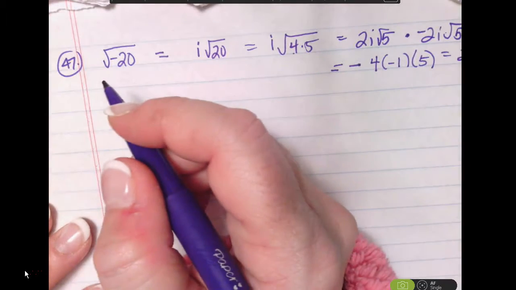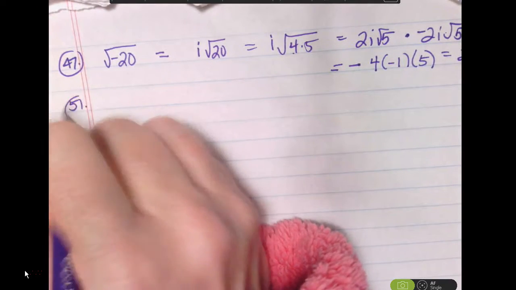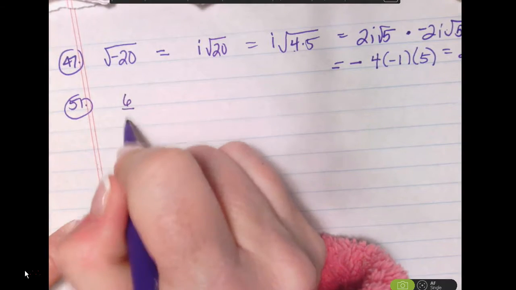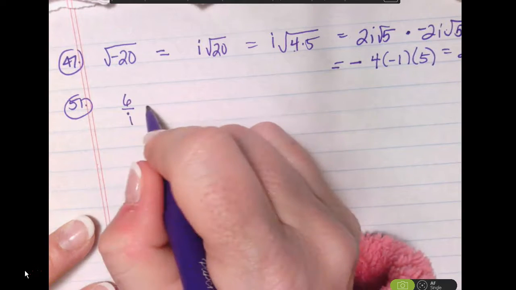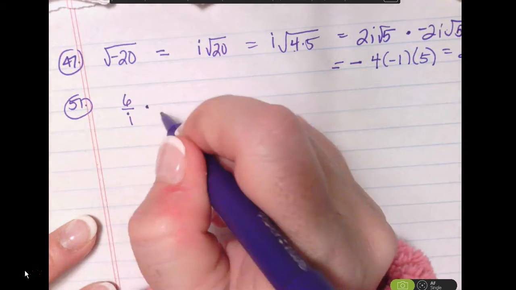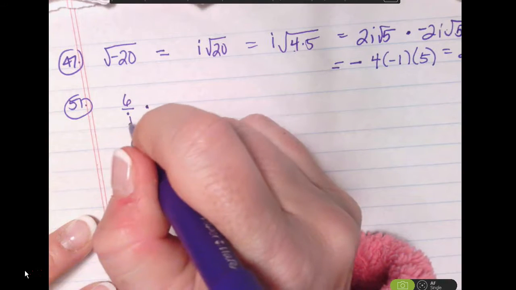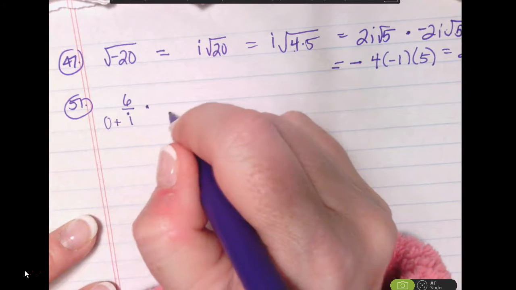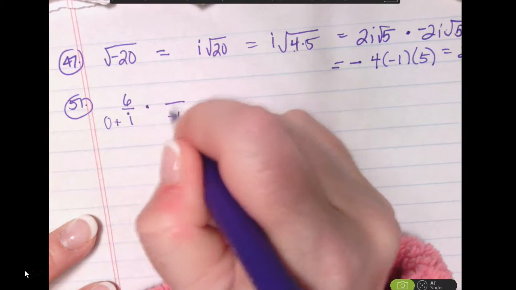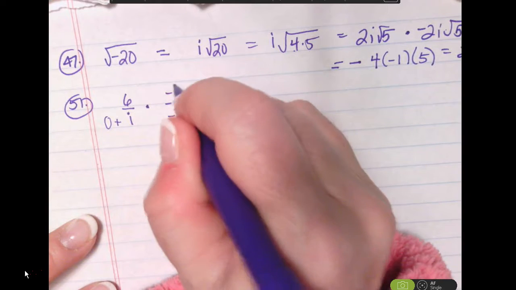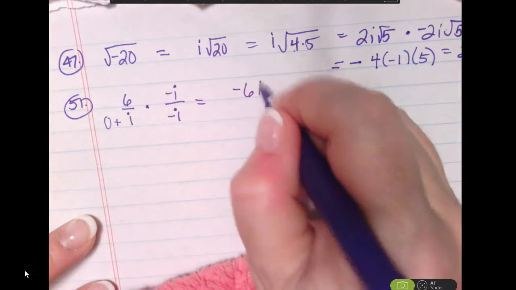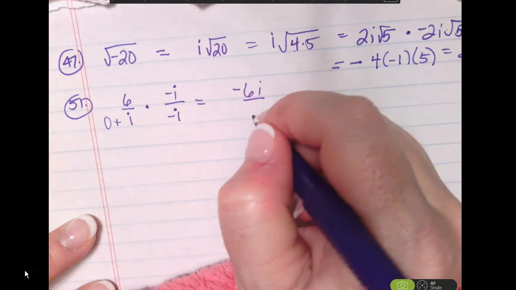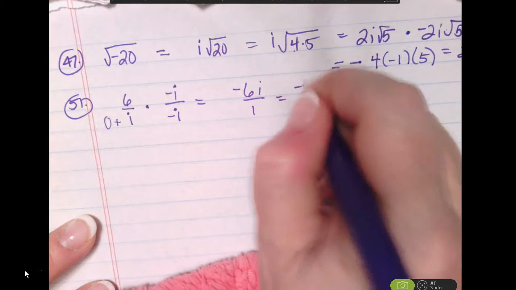Number 51. So now we need to get this quotient in standard form. It's 6 over i. And the way we do that is we multiply by the conjugate. So I can sort of think of this as 0 plus i, and then 0 minus i is the conjugate. So I get negative 6i over negative i squared, which is negative negative 1, which is 1.